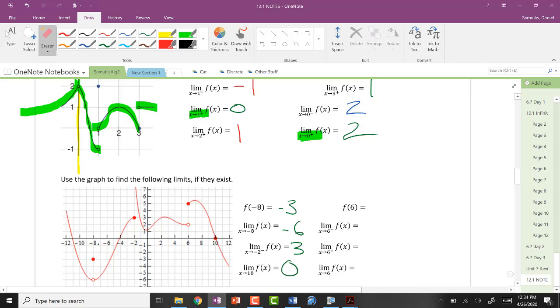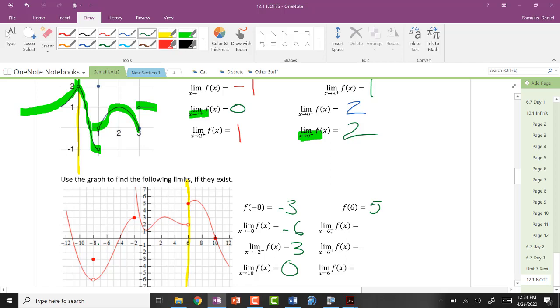So when I'm looking at 6, here's the x value of 6. The actual value at 6 is, well, there's a hole here. So the actual value at 6 is 5. So f of 6 is equal to the y value of 5.